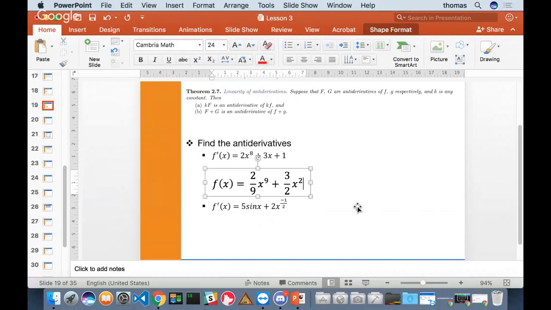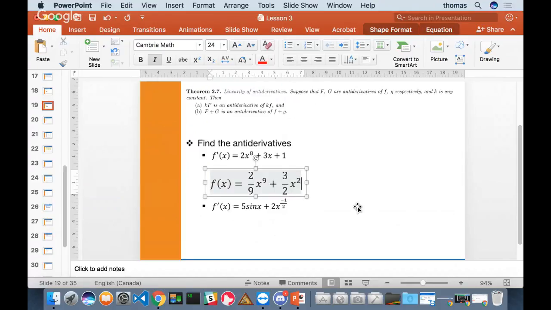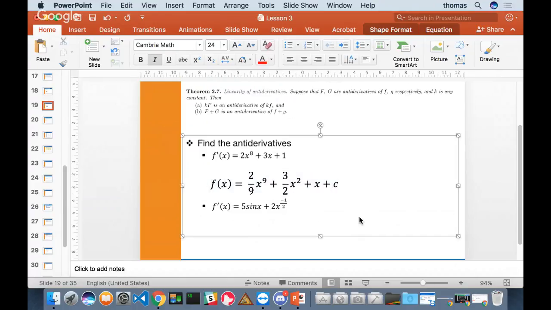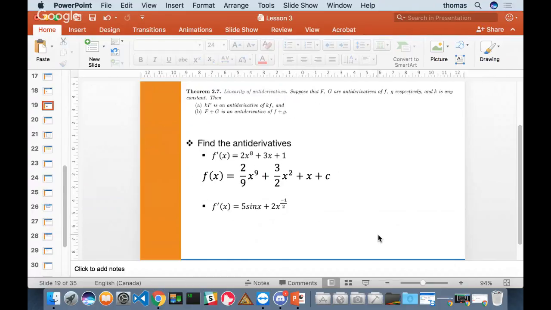Plus 1x, which can be simply written as x. Am I done? No. I need to add the c to it. That's x plus c. You see that? A more complicated one. You might get something like this on a test. No problem, but that's not that complicated, because we're just moving up the chain. It's a little bit more complicated.